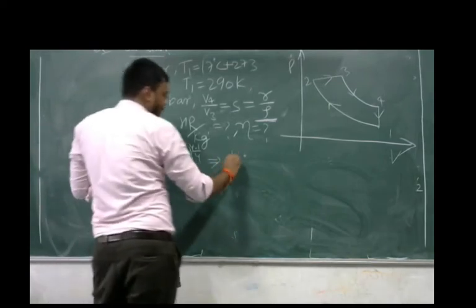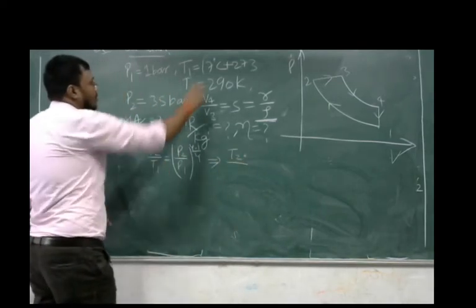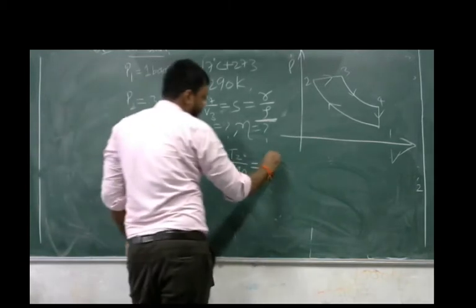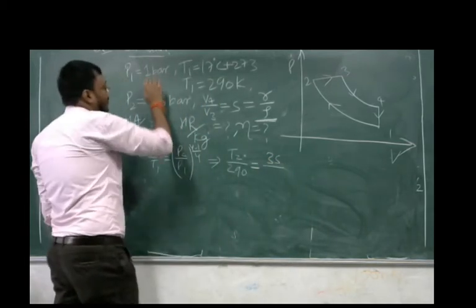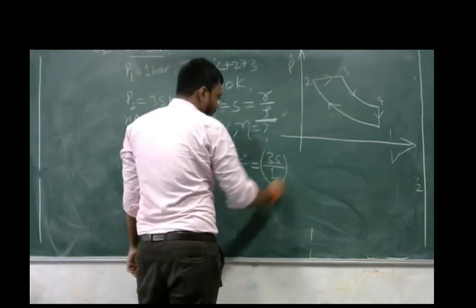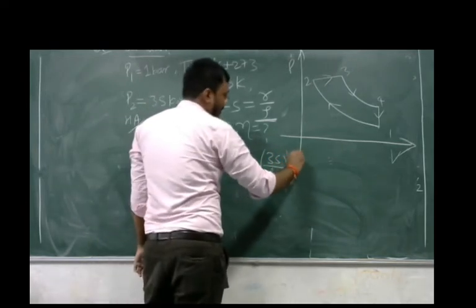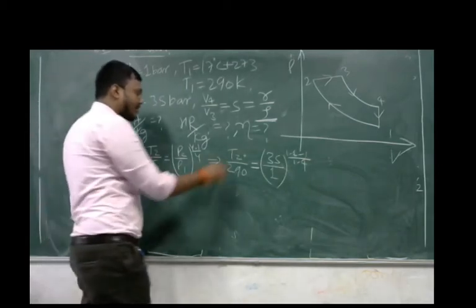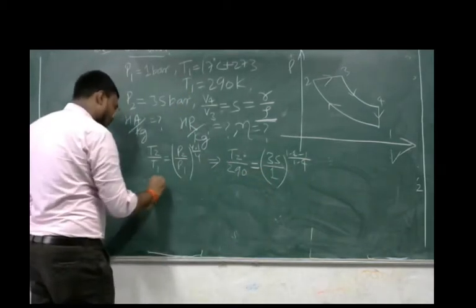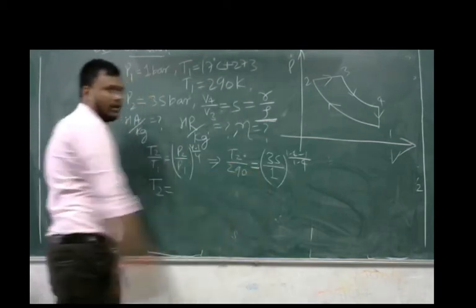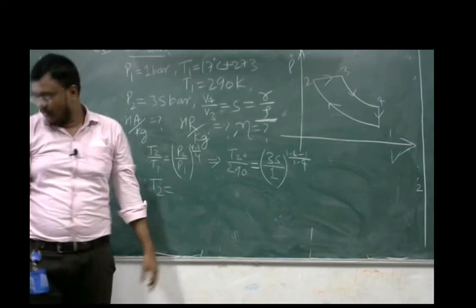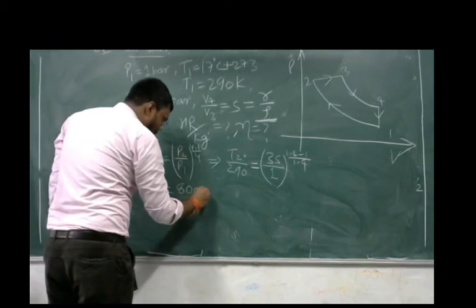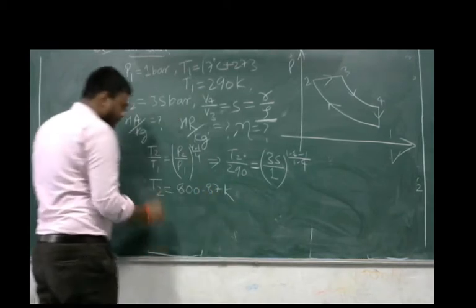So we have to find the value of T2. T1 is given equal to 290 Kelvin, P2 is given equal to 35 bar, P1 is equal to 1 bar, to the power gamma, which is 1.4, so 1.4 minus 1 divided by 1.4. After calculating, you have to calculate this value using a scientific calculator. We get the value T2 equals 800.87 Kelvin.